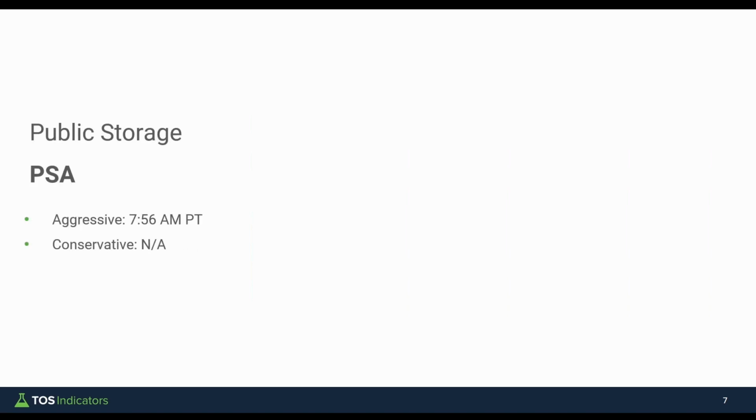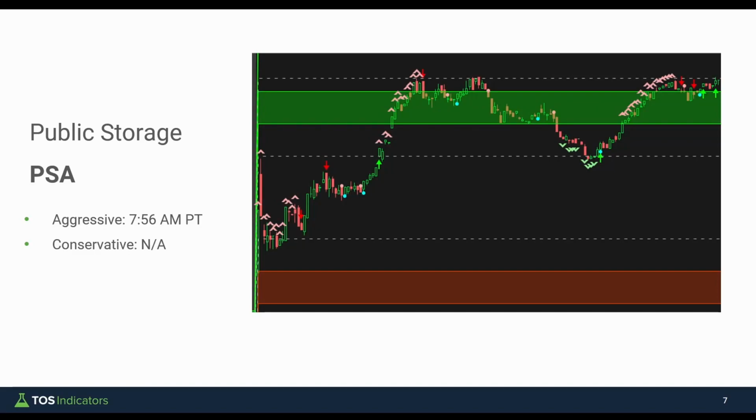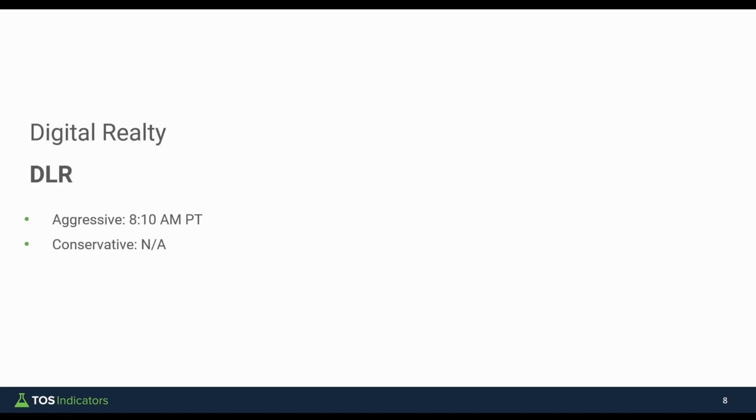Now the next stock on our list, Public Storage, PSA. If we take a look at the charts, PSA breached its aggressive volatility box models at 7:56. This is right around the same time that the sector XLRE was breaching its conservative volatility box models. So we can see how at that time PSA is just catching up and breaching its aggressive models. So a little bit better of an edge here in PSA along with XLRE happening at the same time.